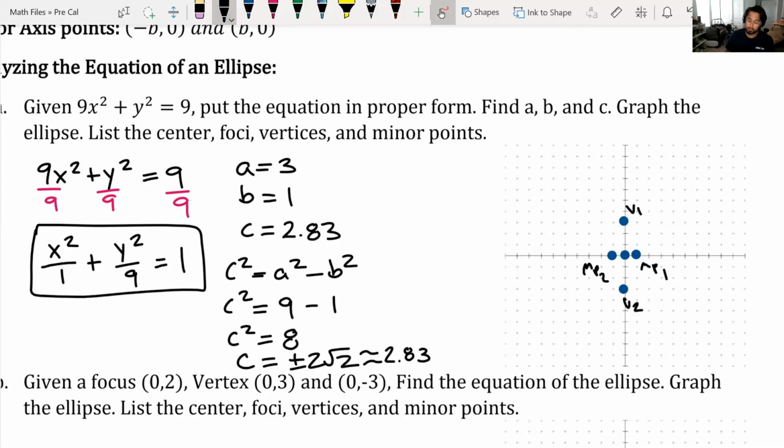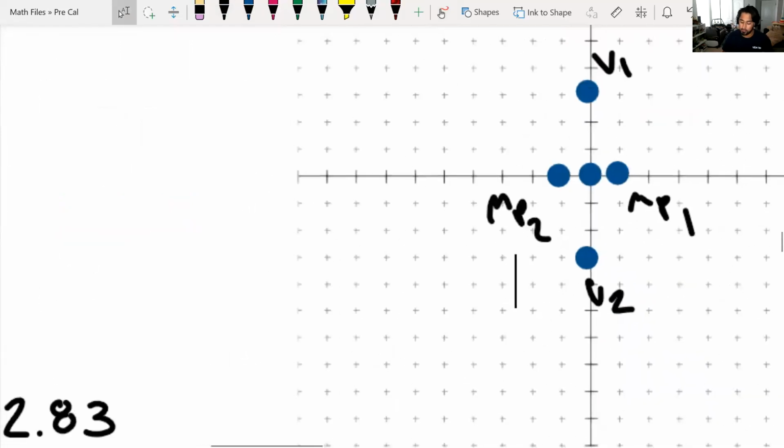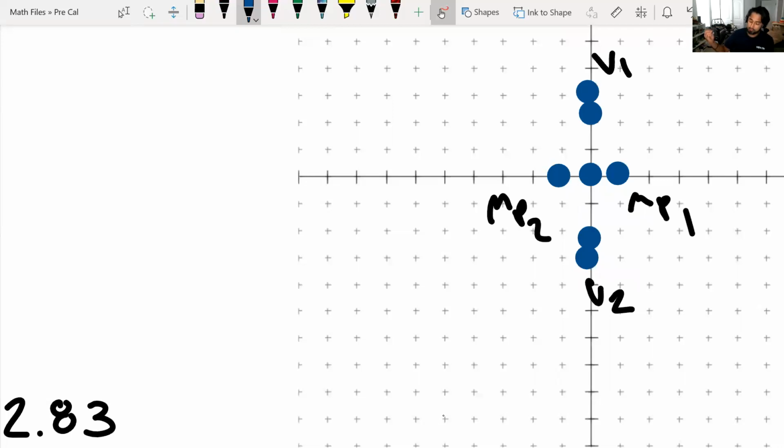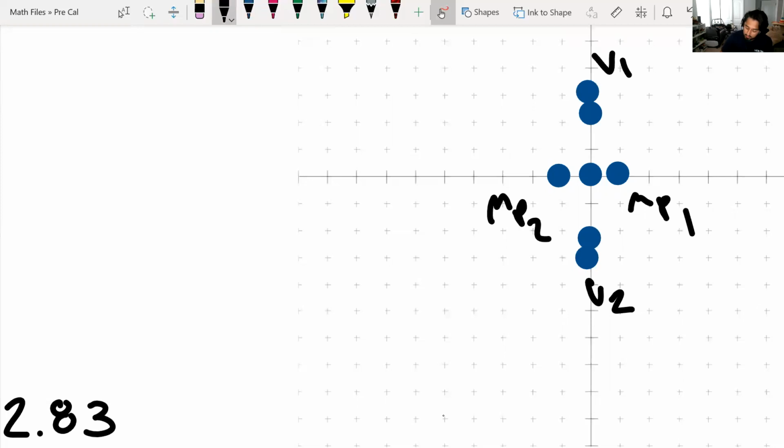And then next would be finding the foci, which was 2.83, which means that it's barely touching the vertex. And this would be focus 1, focus 2. And from here, I can just connect.